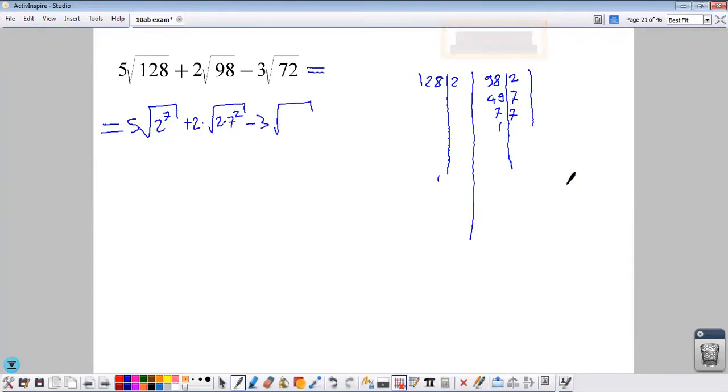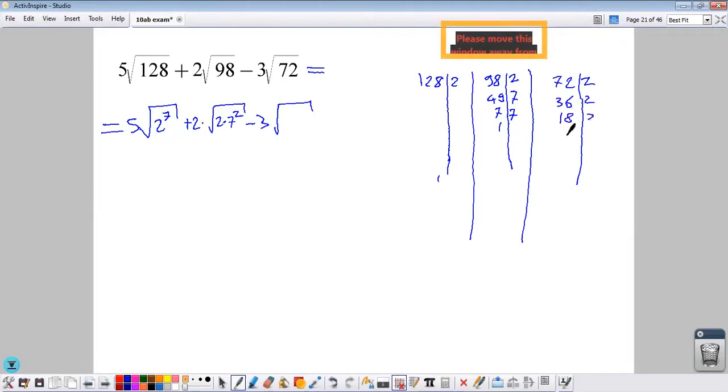You should also do the prime factorization for 72. You divide by 2, you get 36. You divide by 2, you get 18. Divide by 2, you get 9. And divide by 3 is 3. Divide by 3, it's 1. So it is 2 to the power of 3 and 3 squared. 2 cubed and 3 squared.